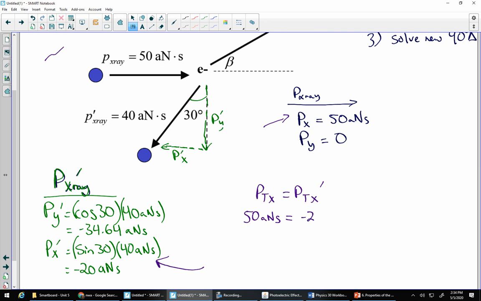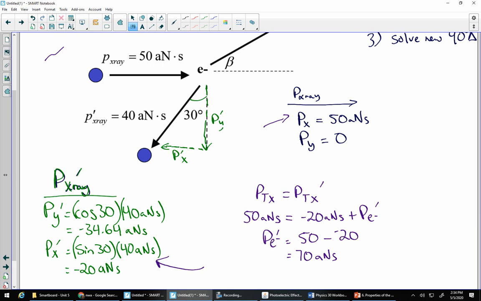That's negative 20 atto-Newton seconds plus the momentum of the electron after. So the momentum of the electron after must be equal to 50 minus negative 20, or in other words, plus 20 atto-Newton seconds. So that should be 70 atto-Newton seconds. Cool. So I am kind of skipping a few steps here. I hope you're following along all right.